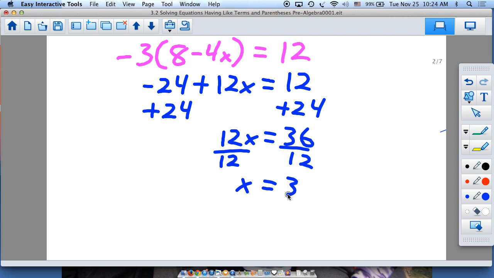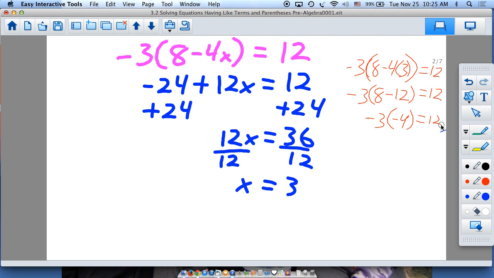And just like with all equations, we can insert that 3 where the x is, and we can check ourselves to make sure it's correct. Do that like this. So negative 3 times 8 minus 4 times 3, which equals 12. So we have to do inside of our parentheses first, following order of operations. And negative 4 times 3 is going to be a negative 12. Now we need to do our 8 minus 12 inside the parentheses, and 8 minus 12 is a negative 4. Then I need to multiply negative 3 times negative 4, which is a positive 12. So 12 equals 12. We know we got it correct.